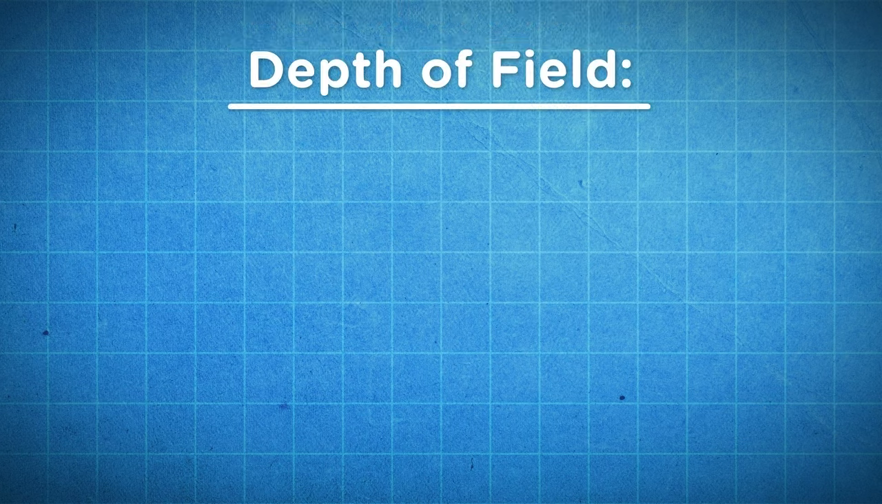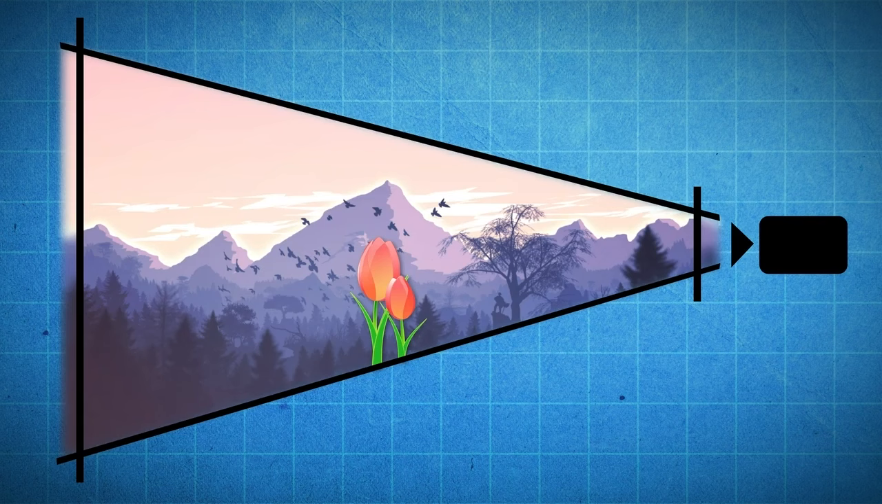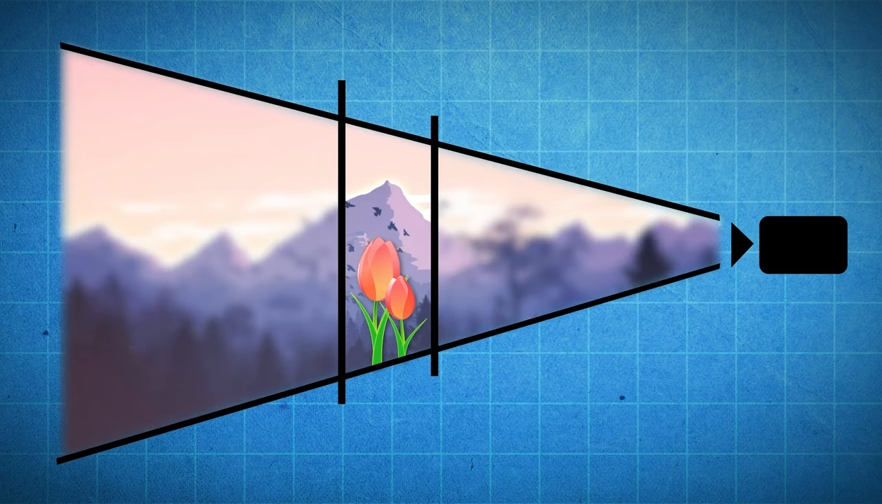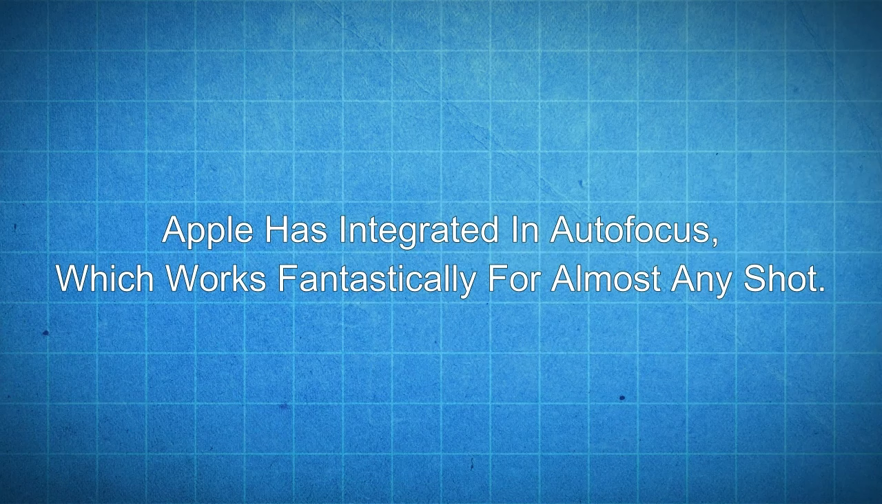And the depth of field is another photography term for the range of sharpness within an image. You can have a large depth of field where everything is in focus, or you can have a small depth of field where one subject is in focus and the background is blurry, much like professional digital cameras nowadays. Since the iPhone is completely touchscreen, Apple has integrated an autofocus, which works fantastically for almost any shot.